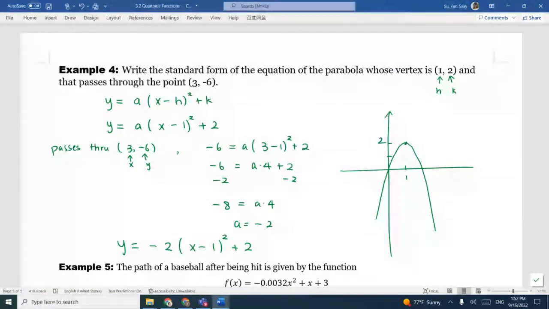Where did the square go? Oh, here? Yeah. 3 minus 1 is 2. 2 squared is 4. Yeah. All right. Any questions about this problem? Are we all good? Yes?